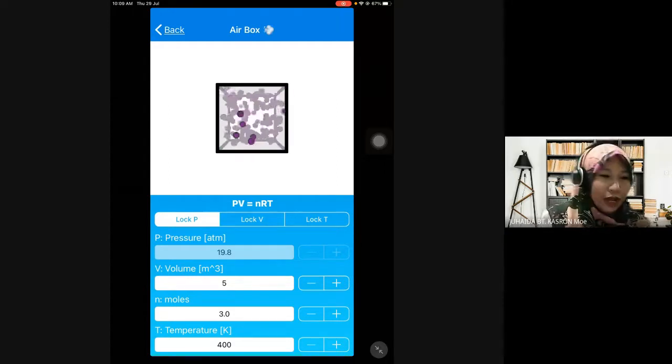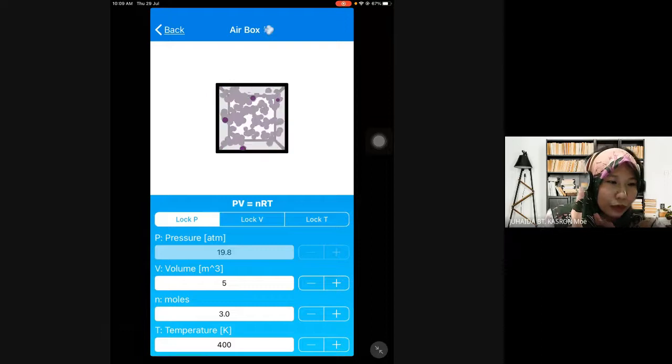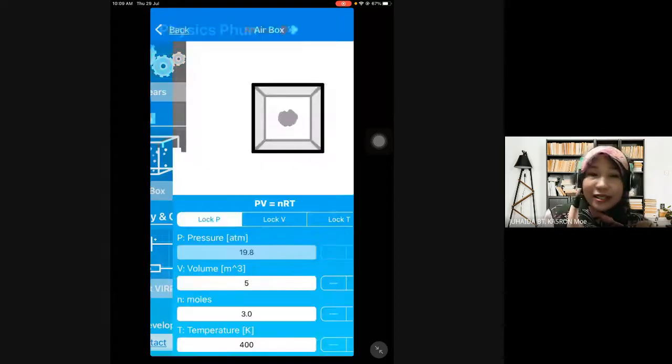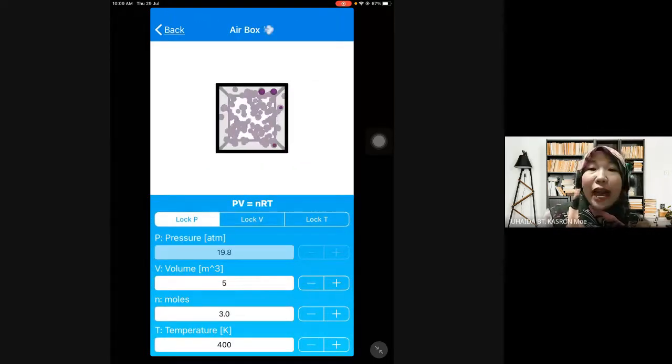Thank you, Alia. Okay, so those who still cannot find where to open it, please check into the menu, then you will find the gases. Please click that gases. There is an air box there. So anyone with a problem to open the physics spoon?